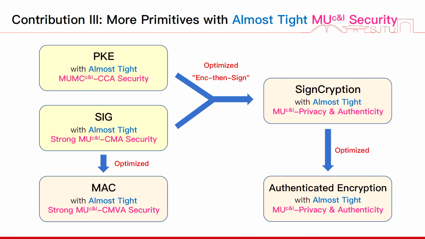And moreover, based on the PKE and the signature schemes, we in fact construct more primitives with almost tight MU-CL security, including signcryption, message authentication code, and authenticated encryption. And we optimize these constructions to achieve better efficiency. Especially to obtain the signcryption, we use an optimized encrypt-then-sign paradigm by taking advantage of the similar designs of our PKE and signature schemes and reusing some components.